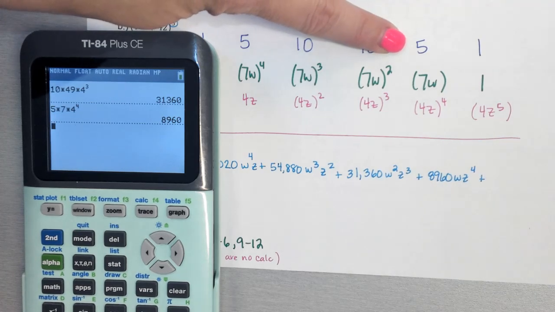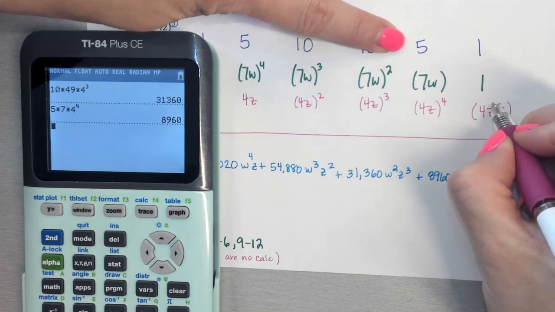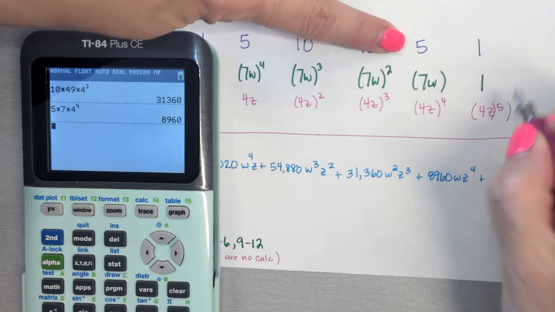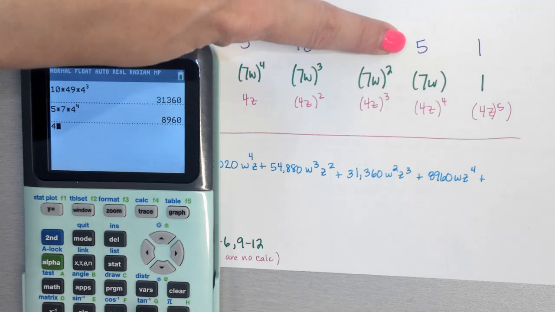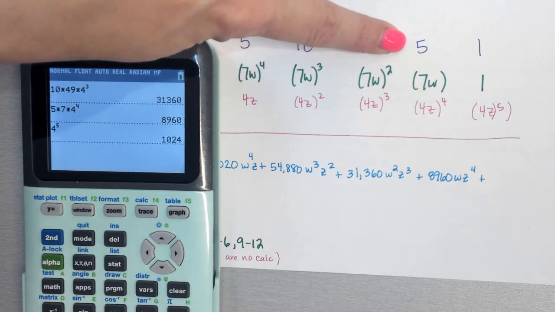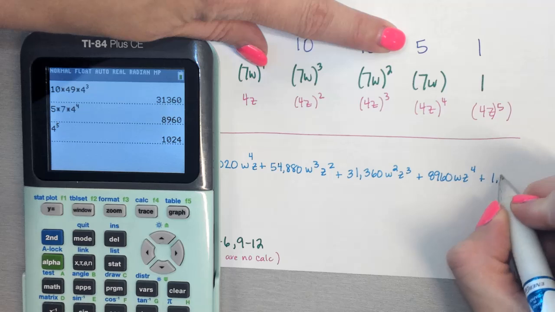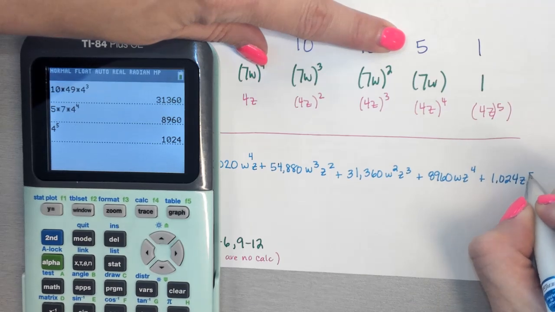Oops, and I put my parenthesis in the wrong place, so it does need to be here. If not, then it wouldn't apply to everything. So 4 to the 5th is 1,024 z to the 5th.